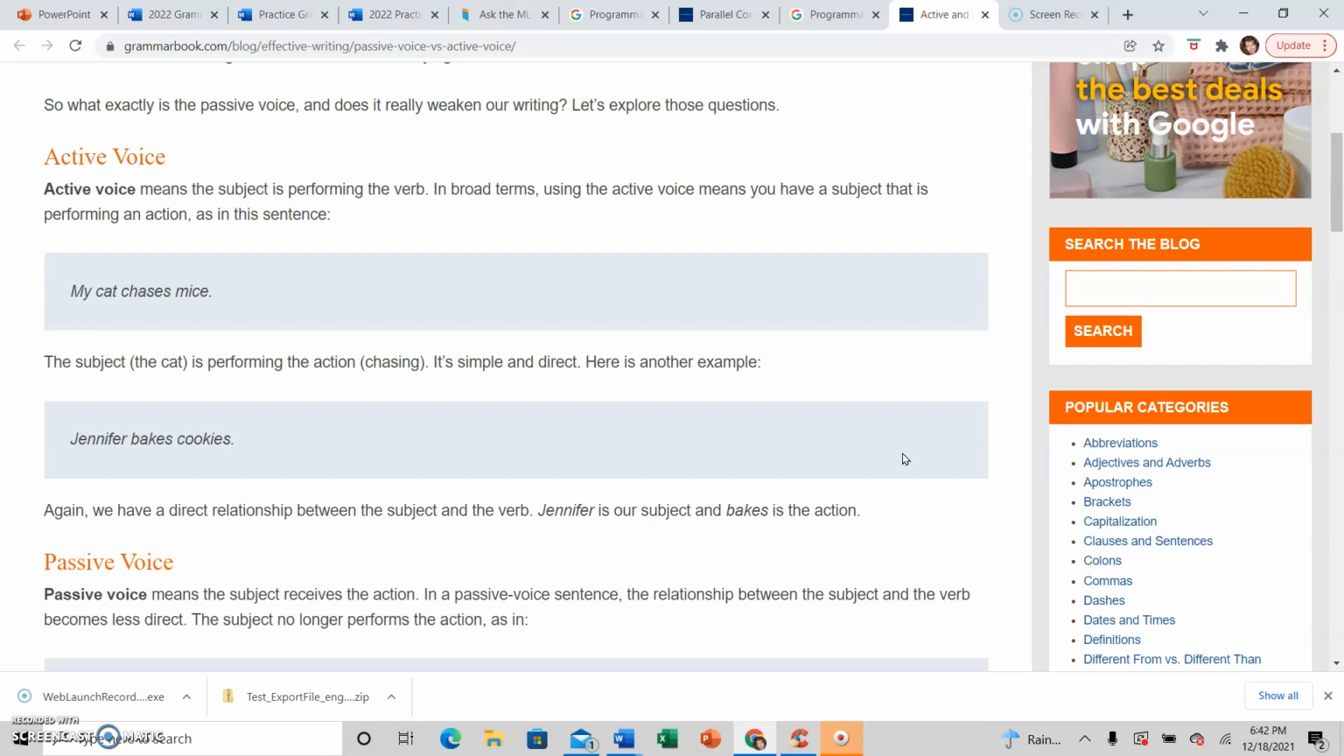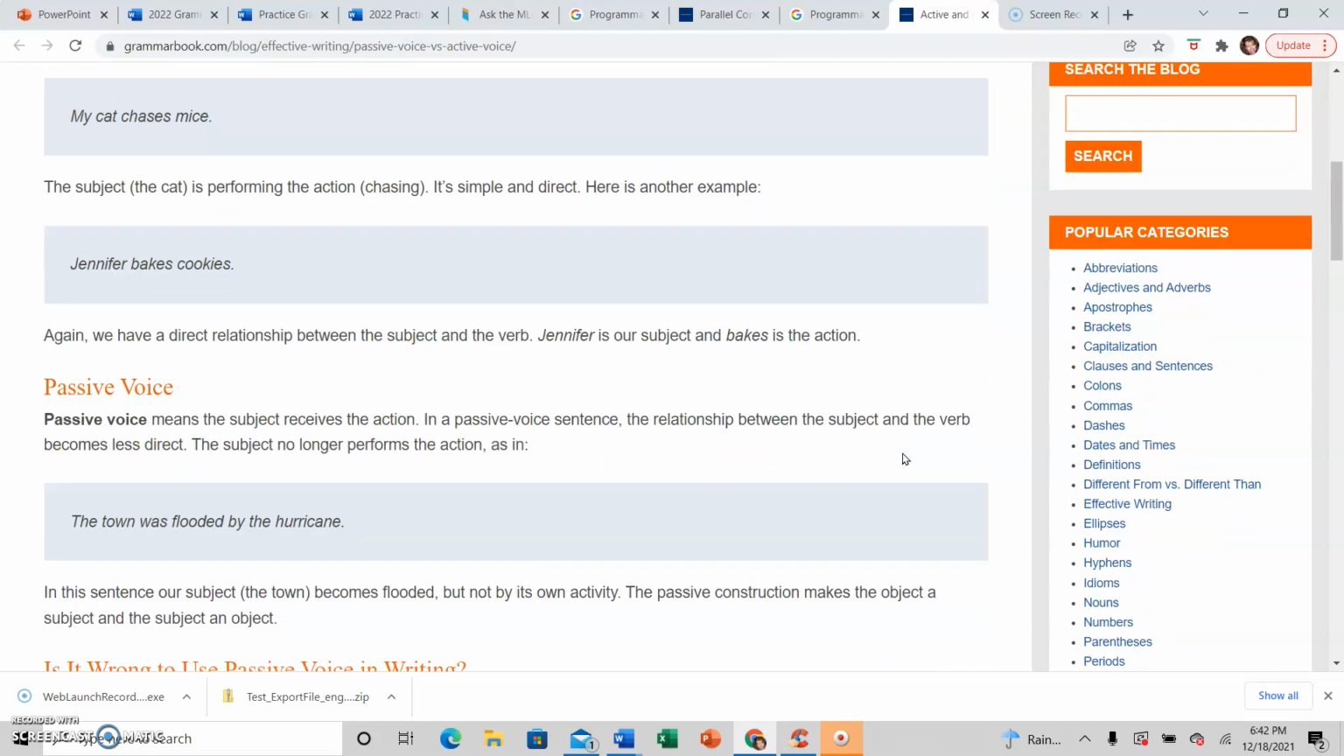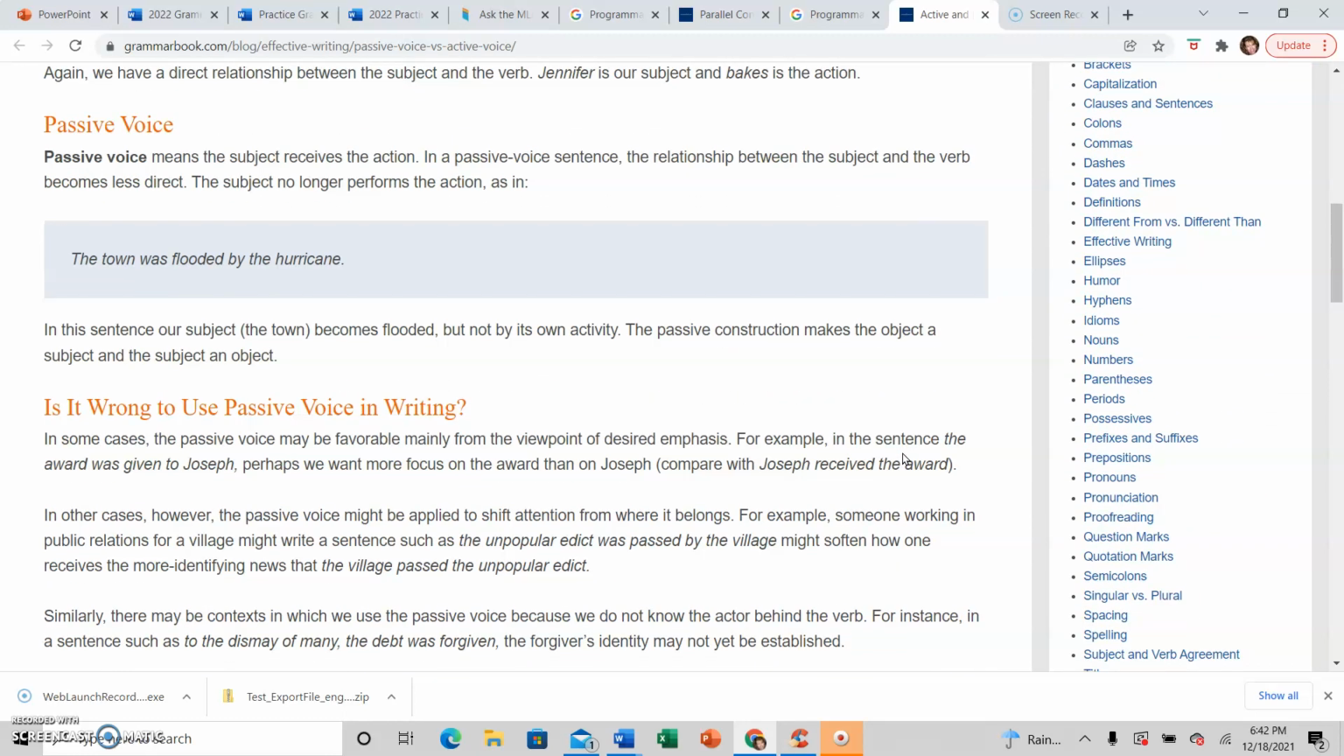So active voice means the subject is performing the verb or the action in the sentence. And that means that generally the subject comes before the verb when the sentence is in active voice. When the action comes before your actor, the noun that is doing the action, then that is written in passive voice.